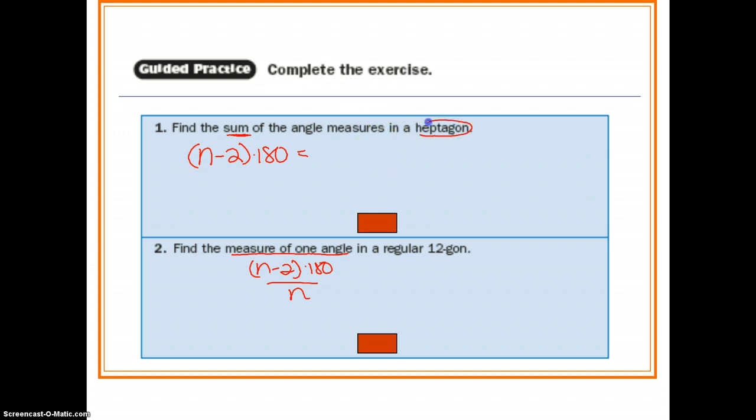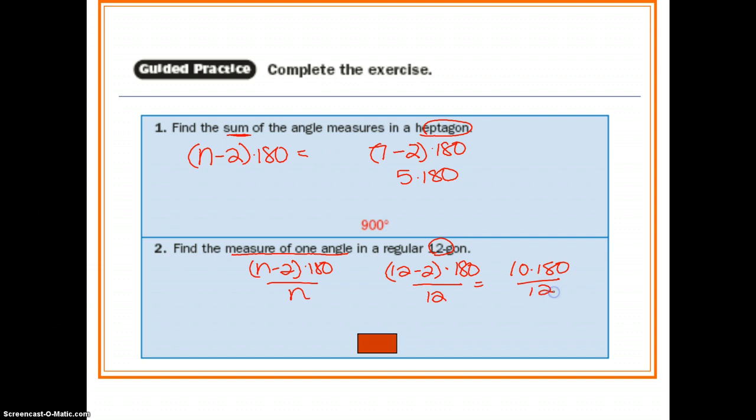In number 1, we have a heptagon. A heptagon is 7 sides, so I'm going to put 7 in for the n. 7 minus 2 is 5 times 180 equals 900 degrees. For number 2, it's a 12-gon, so we put 12 minus 2 times 180 over 12. This is 10 times 180 divided by 12. 150 degrees is each angle measurement.